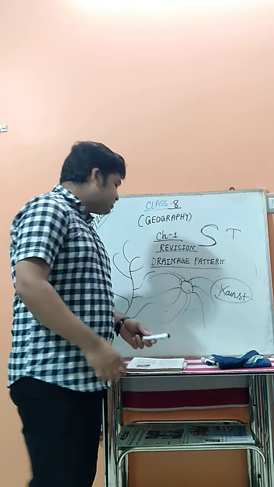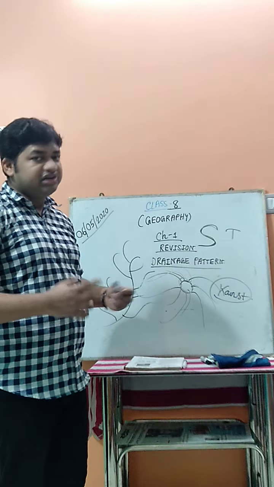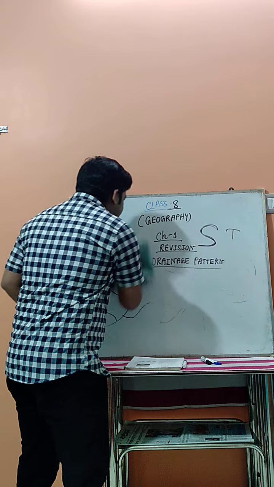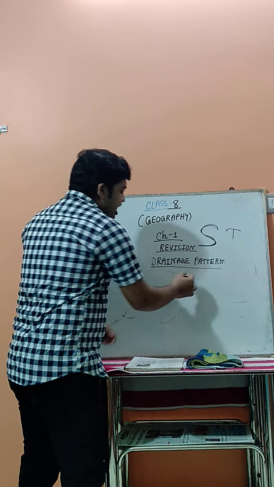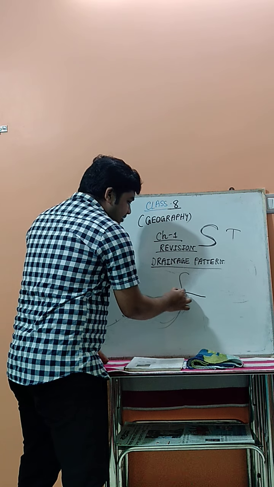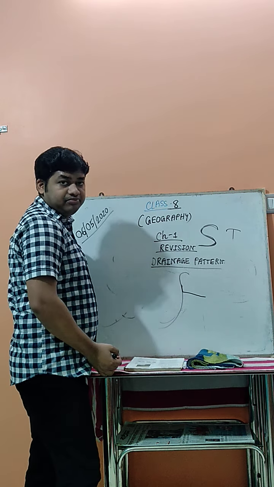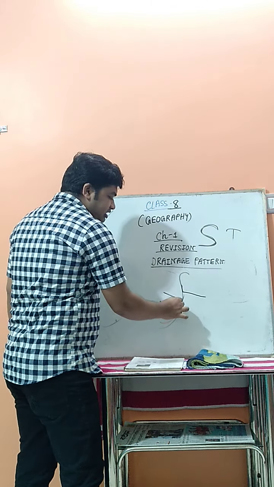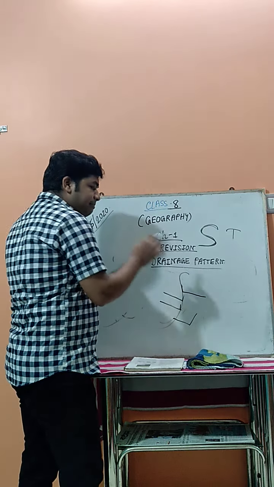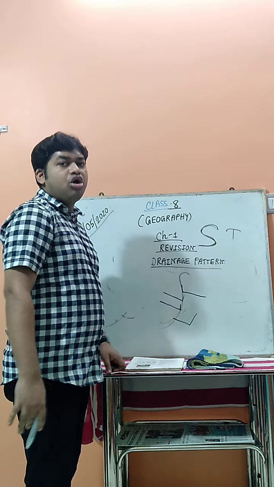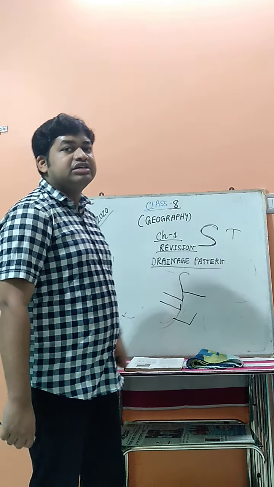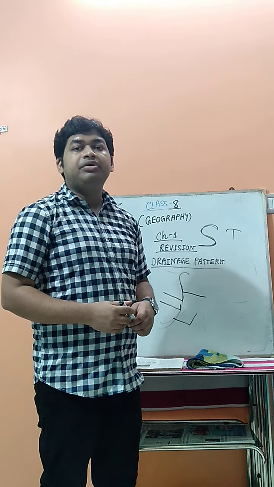And the third one is the trellis type of drainage pattern. What is the trellis type? This type of drainage pattern has a special characteristic. You know what the special characteristic is? All the tributaries and distributaries join the main river at a 90-degree angle, a right angle. So that is why this type of drainage pattern is known as the trellis type of drainage pattern.